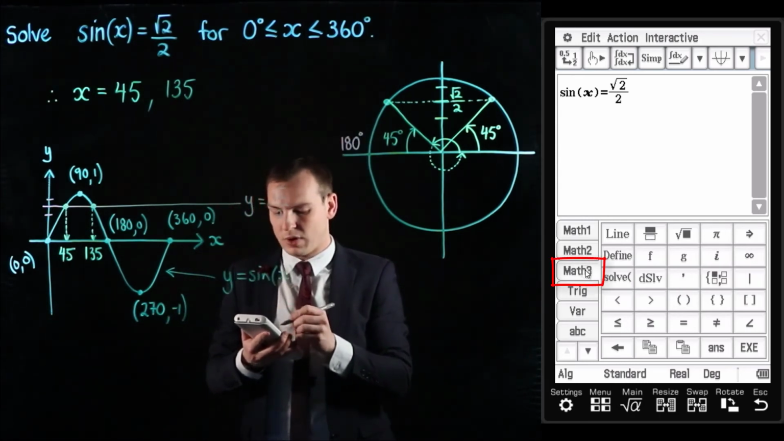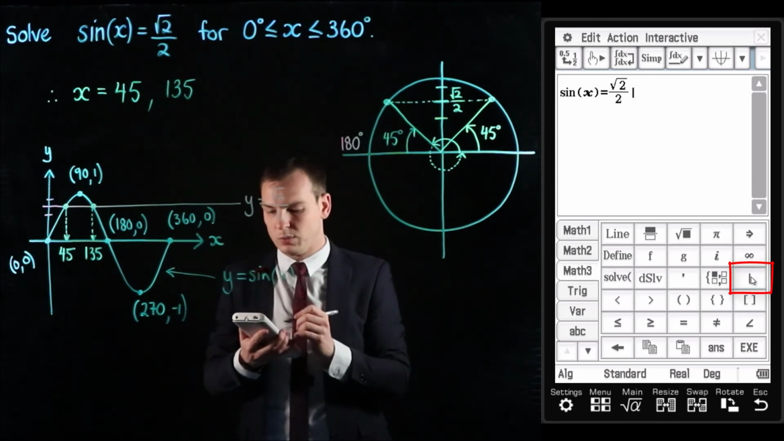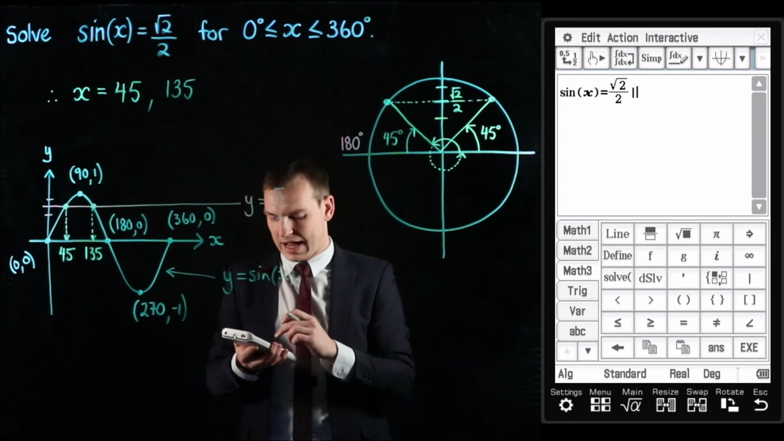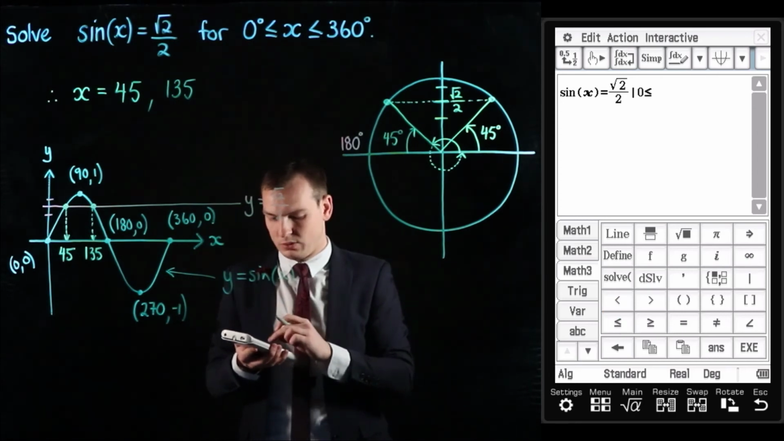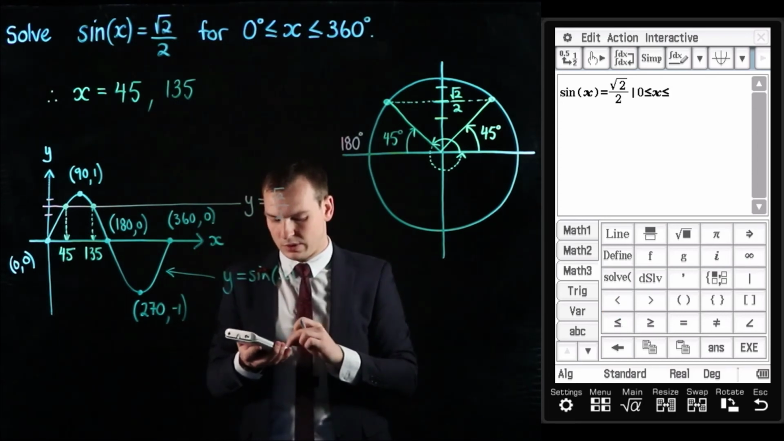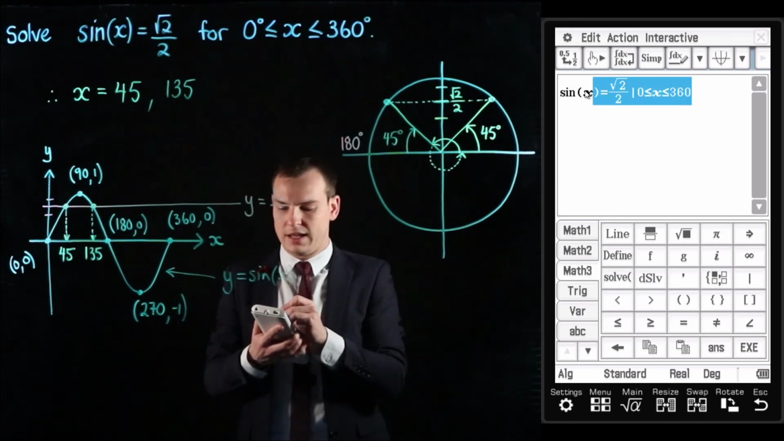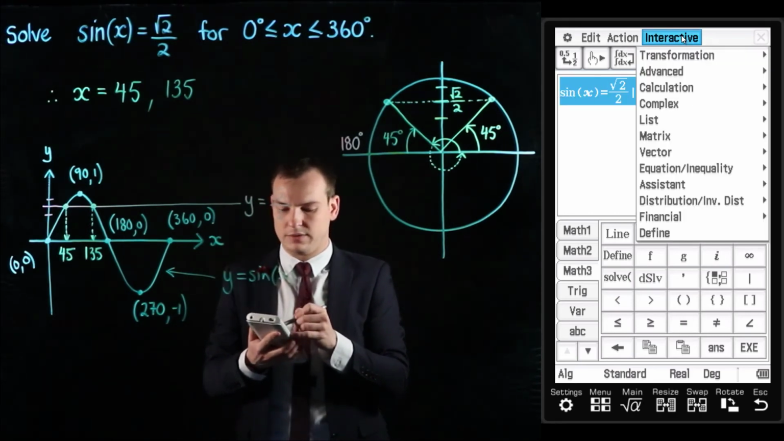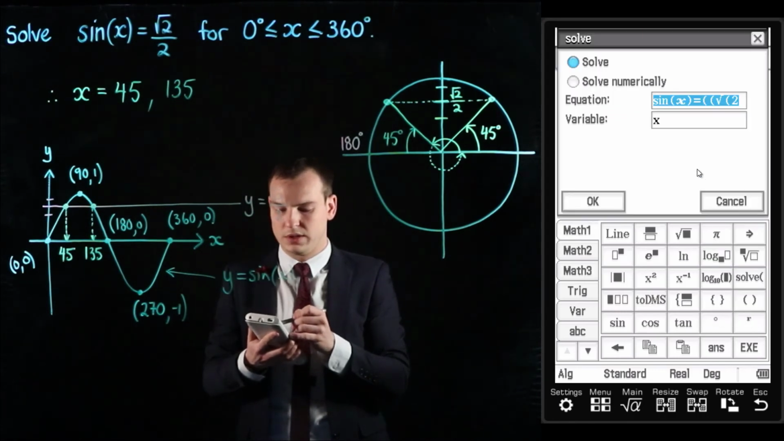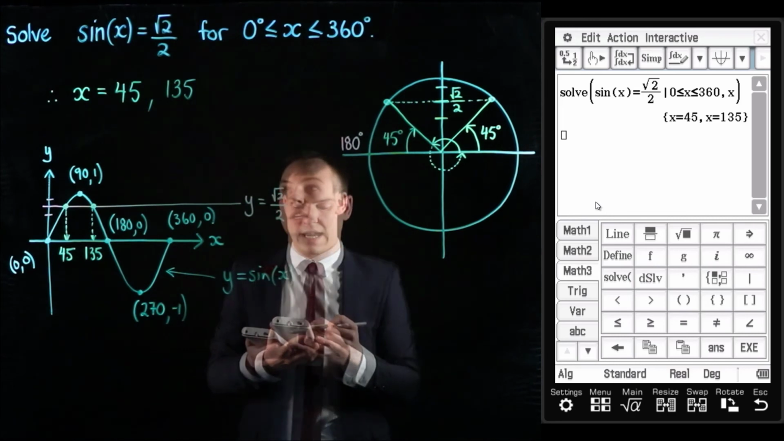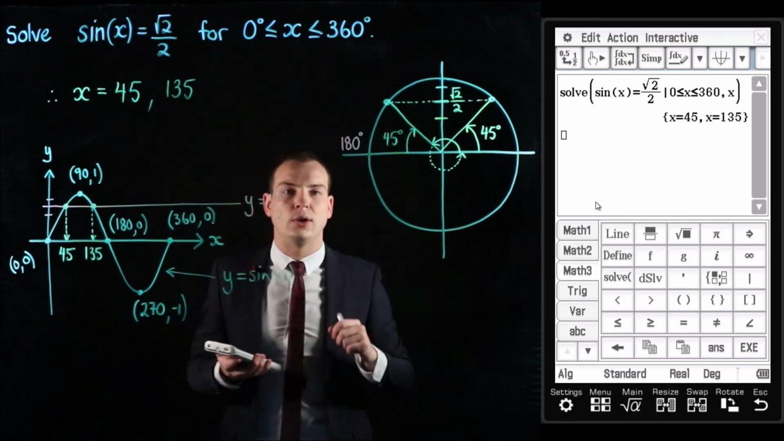Under math 3, I can use the straight up and down line, which is the given that symbol. So we're going to solve this equation given that 0 is less than or equal to x is less than or equal to 360. Now we select all of that, and then go to interactive, equation inequality, solve for x. That will give us the two solutions, just like we found by hand earlier.